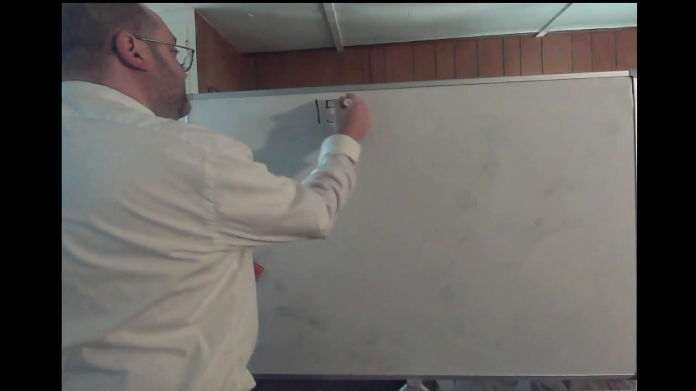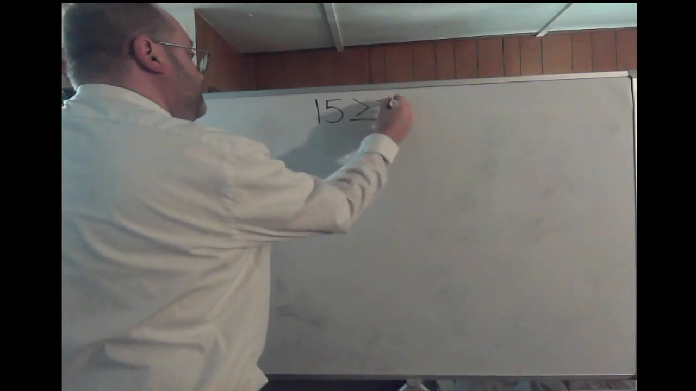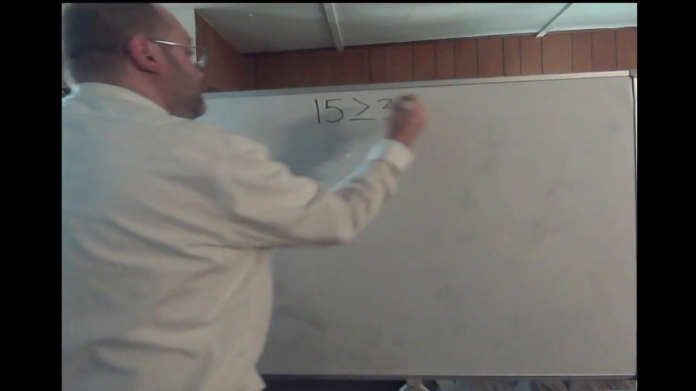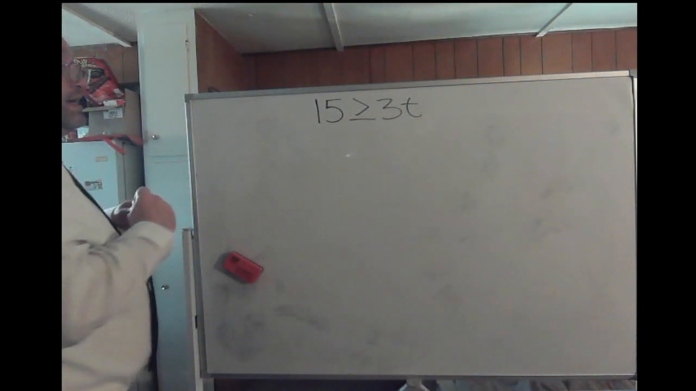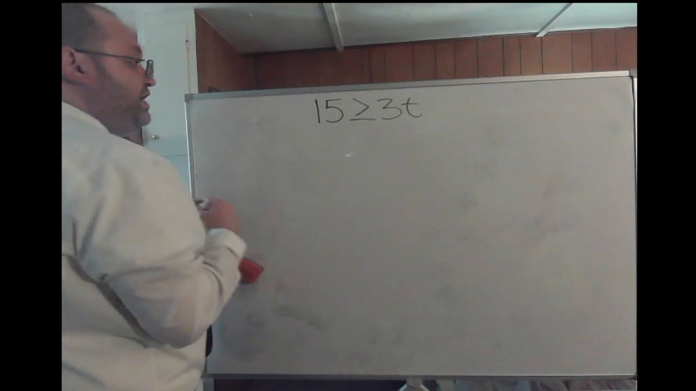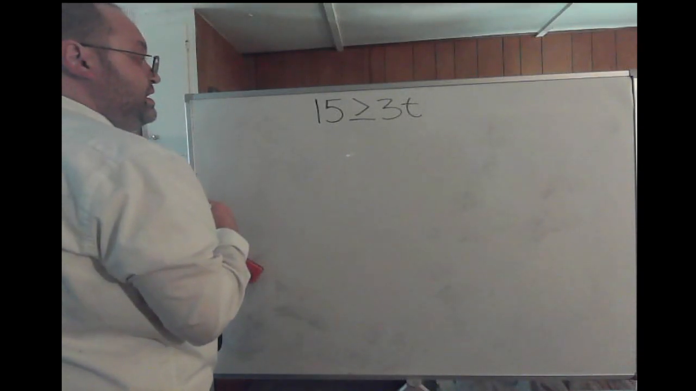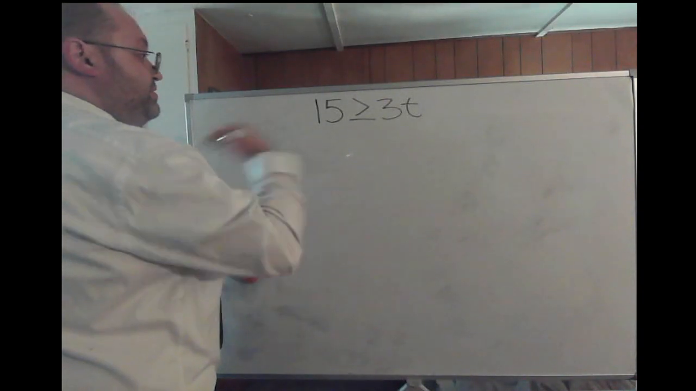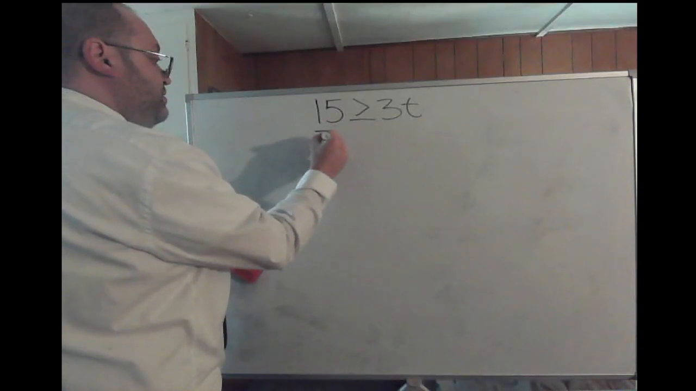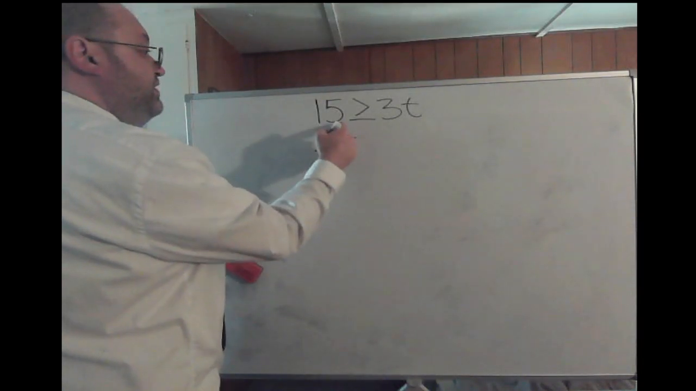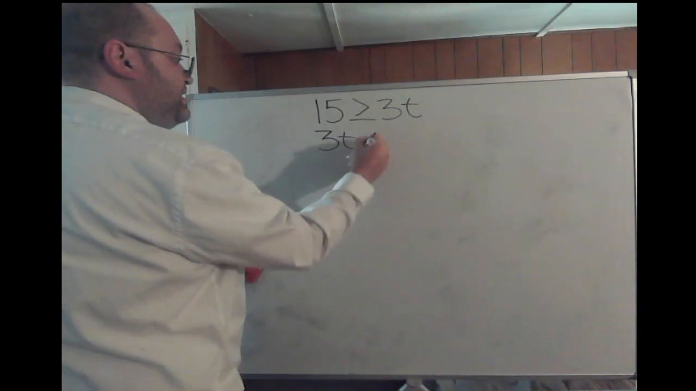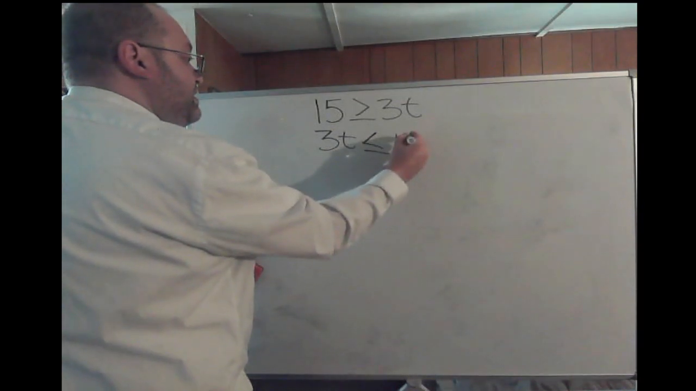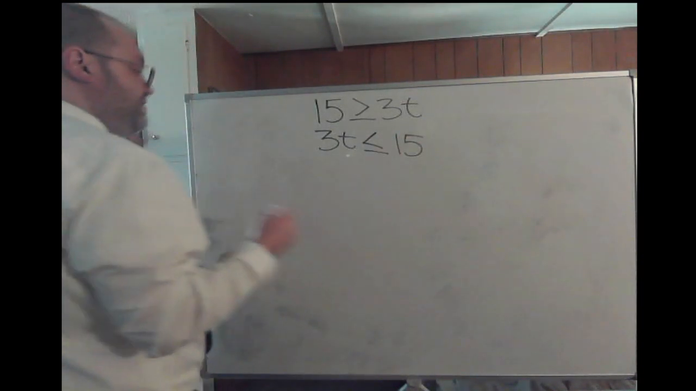$15 is greater than or equal to 3t. Again, I would switch places with the variable, and I put the variable on the left-hand side, so you'll have 3t. So if 15 is greater than or equal to 3t, that means 3t is less than or equal to 15. So we had to switch the sign.